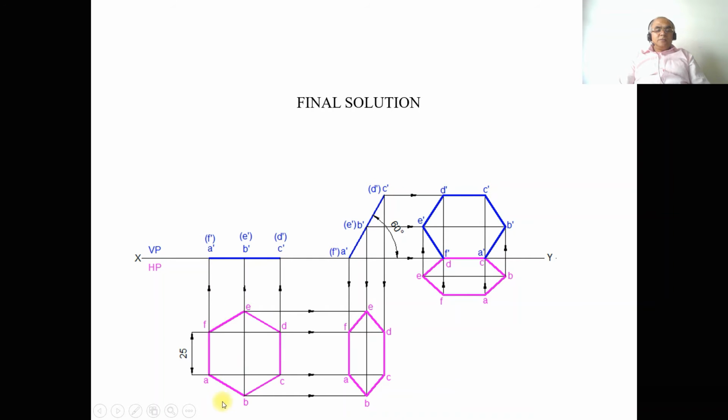Then as we see from the front view, ABC is near to the observer, so A dash, B dash, C dash is visible and DEF is away from the observer. Therefore, D dash, E dash and F dash become invisible. So join A dash to B dash and B dash to C dash with a dot line.